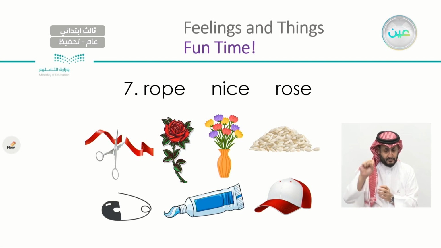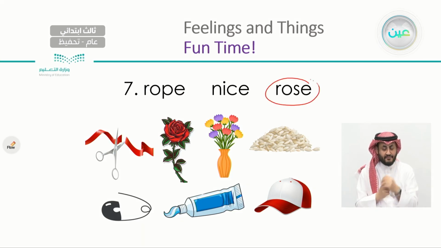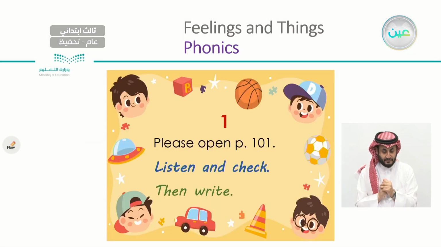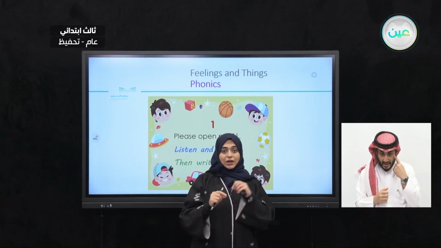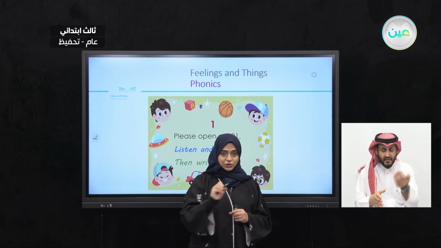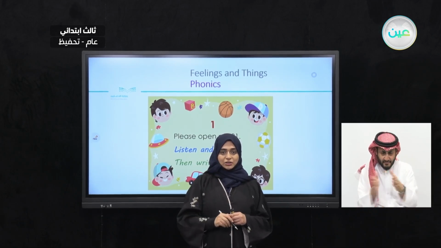Rose. Rose. Here is a picture of a rose. Excellent job. Now, as I was reading the words, did you notice the long and the short vowels as you were putting a circle around the word and looking for the picture?